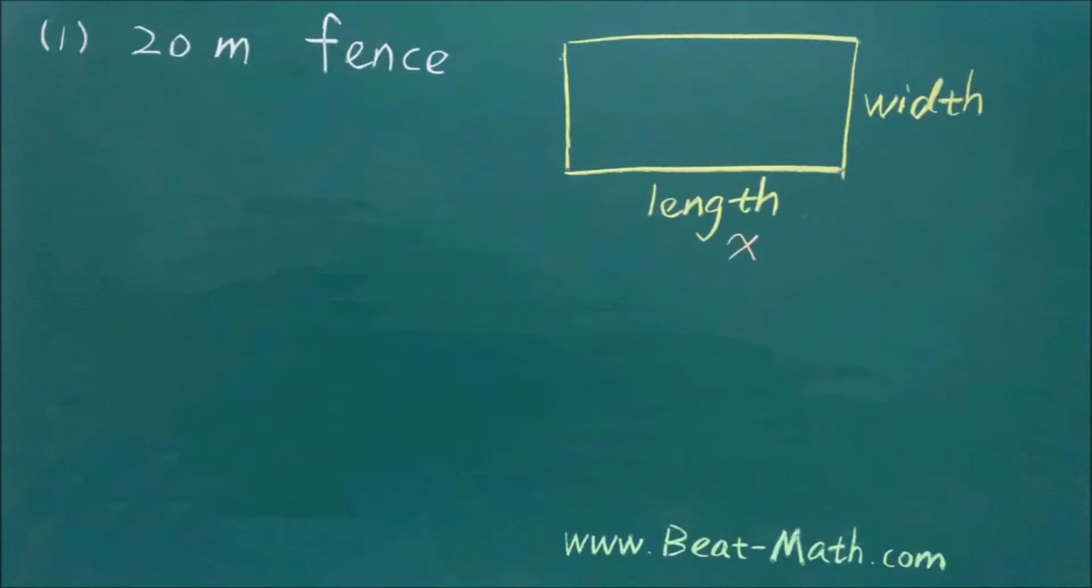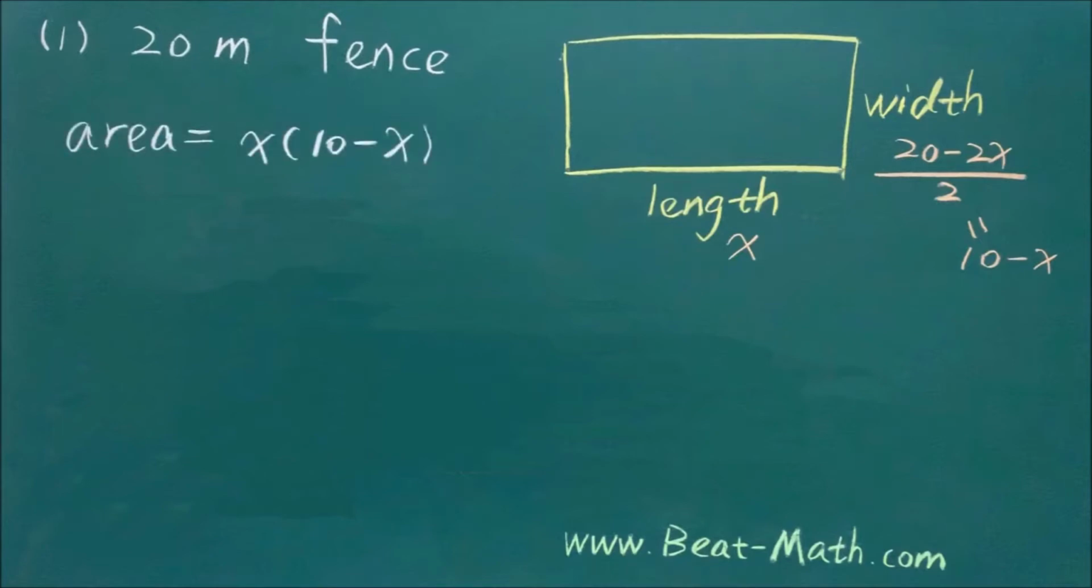20 meters is the perimeter of the fence's area. Because the area is a rectangle and the perimeter is the sum of twice the length and twice the width, the width can be described as (20 minus 2x) divided by 2, which can be simplified into 10 minus x. We know the area of the rectangle is the product of the length and the width. That is x times (10 minus x), which equals 10x minus x squared, or negative x squared plus 10x. So the area can be described as negative x squared plus 10x.